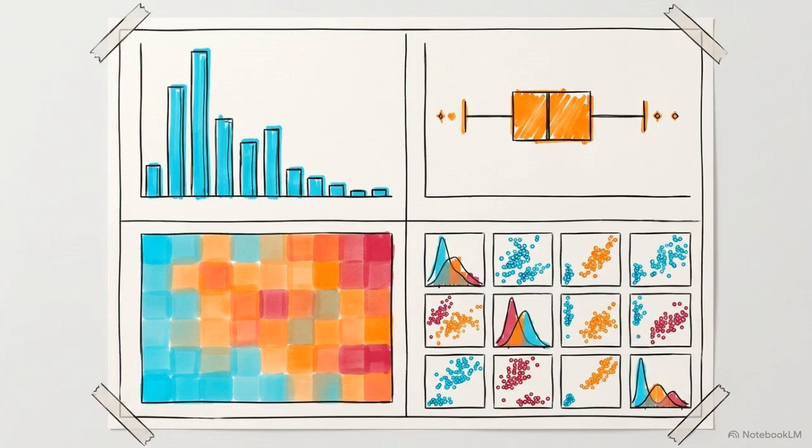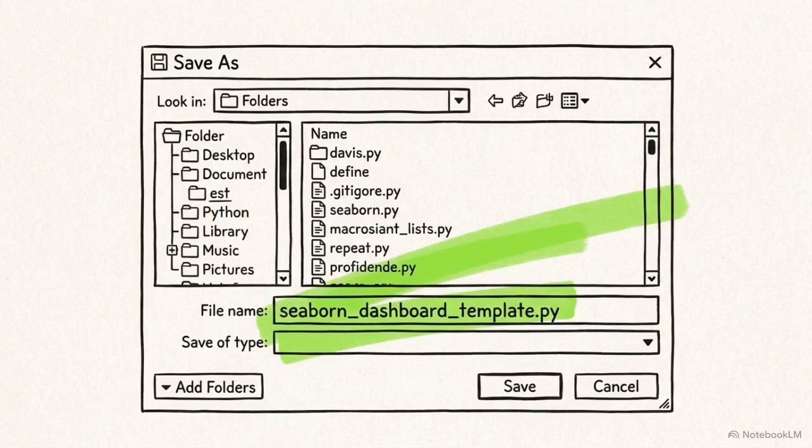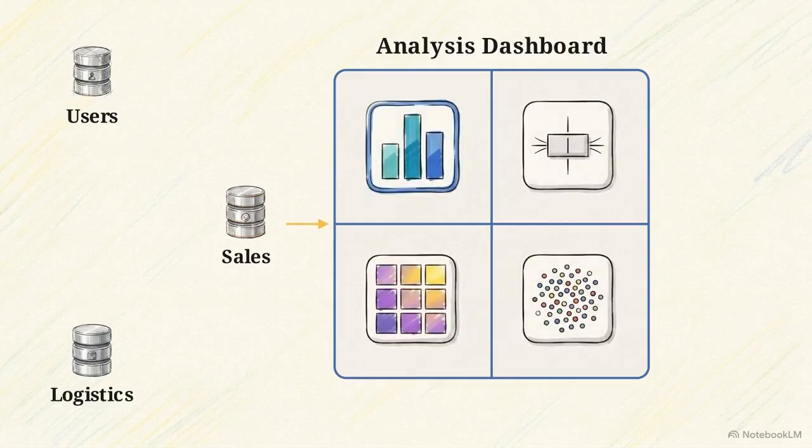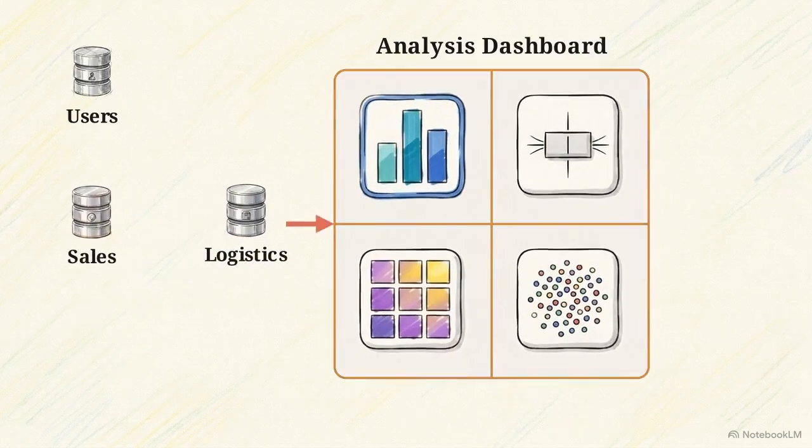This completed dashboard layout shows our count plot, box plot, heat map, and Pairplot successfully translating raw numbers into clear visualizations. Keep this script saved on your local machine. It functions as a permanent, reusable visualization template for your future analysis.